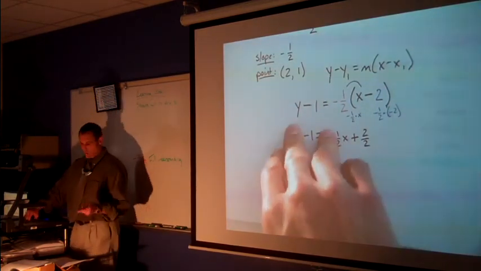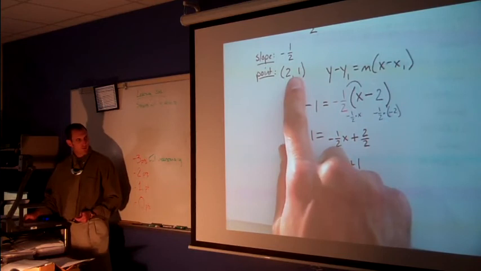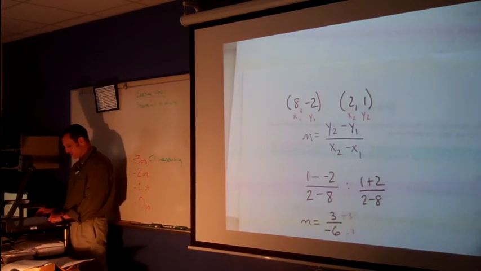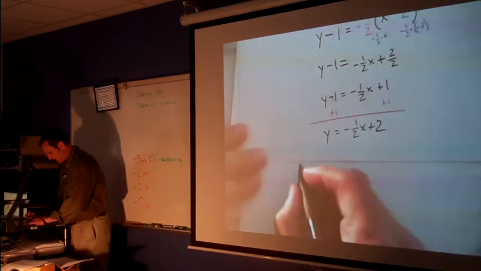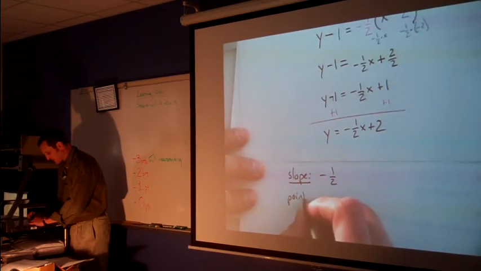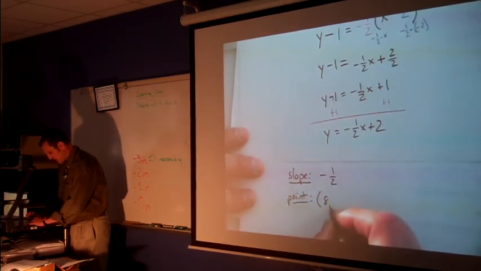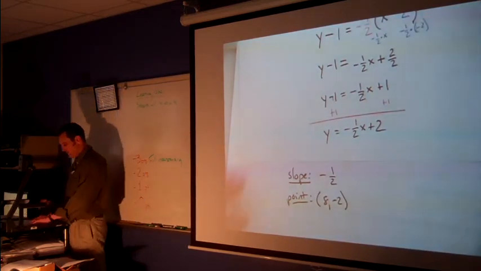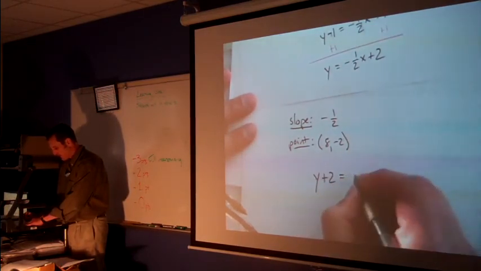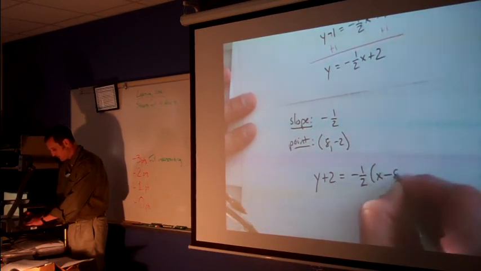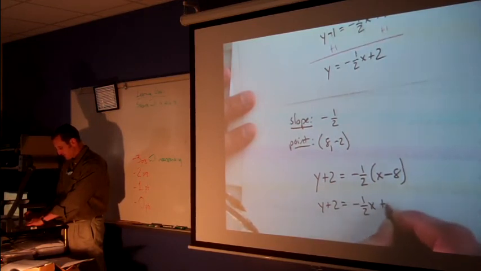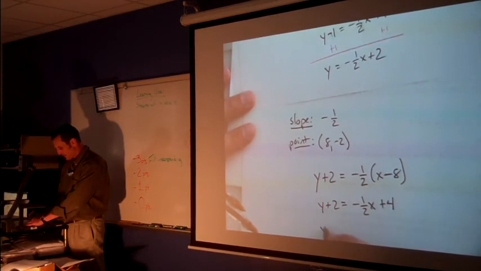So now, very quickly, let me show you, what if I used the other point? What if instead of working with 2, 1, I used 8, negative 2? So I'll show you very quickly what that would look like. So I've had the slope of negative 1/2. What if I used the other point? What if I had used 8, negative 2? So I'm going to do this very quickly. I'm going to start with y minus y1 equals m times x minus x1. I'm going to use the distributive property. And then I'm going to solve for y.